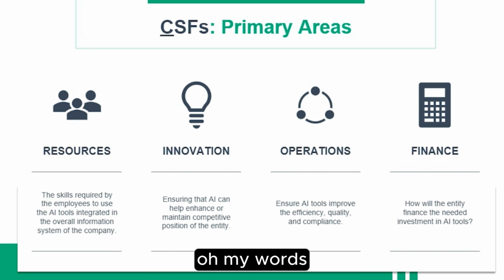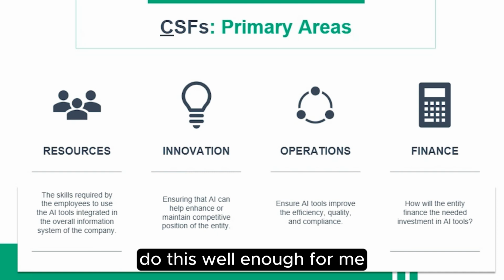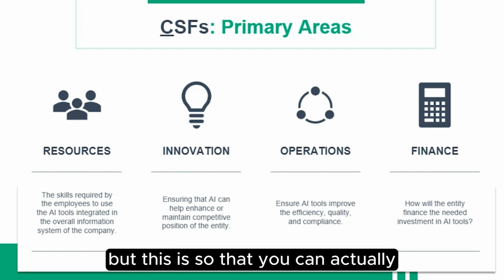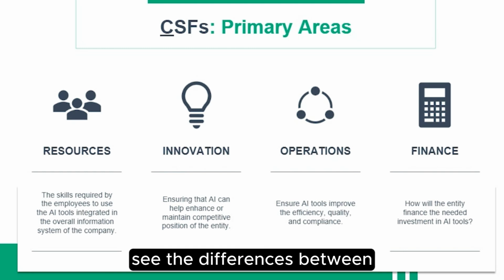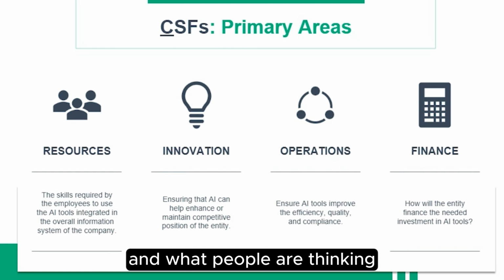I go, oh my word, maybe I could have got AI to actually do this webinar for me. That was my first thing when the guys came to me. I thought maybe I could get an AI robot to do it for me on there. But this is so that you can actually see the differences between how it's operating in different sectors and what people are thinking who are joining us here today.